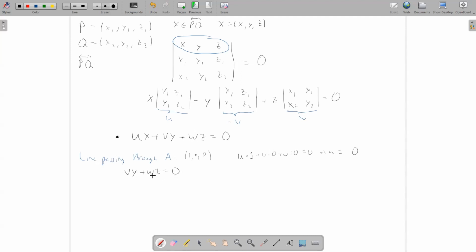And if you know another point on the line, then you can just find this. In particular, for any point on the line, you will have vy equals negative wz, and then I divide: y over z equals negative w over v. This is true for any point on the line through A, except A because the z coordinate is 0.